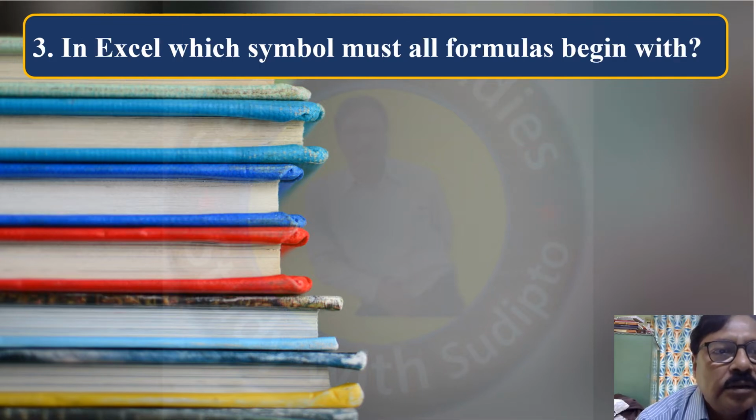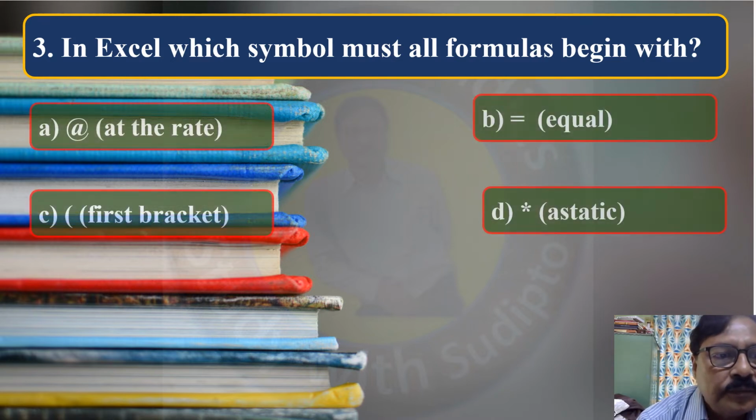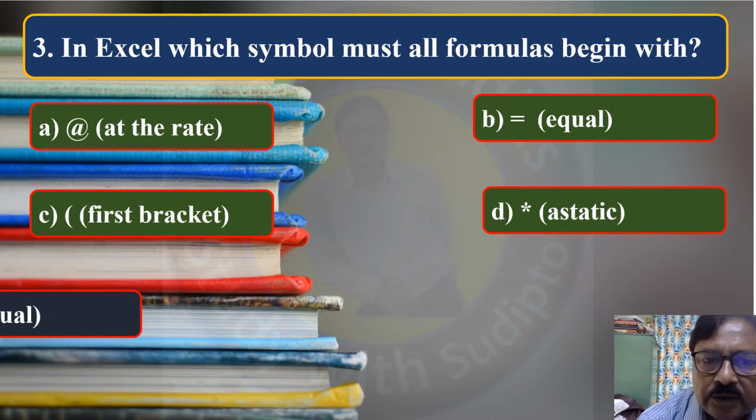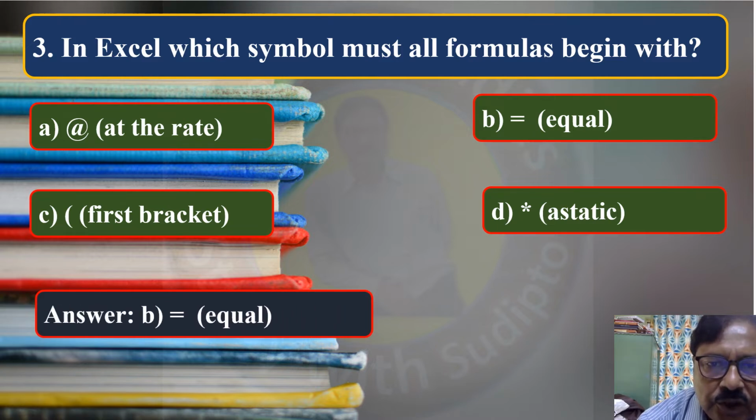Next, in Excel, which symbol must all formulas begin with? Option A @, option B equal, option C first bracket, option D asterisk mark. The correct option is option B equal.